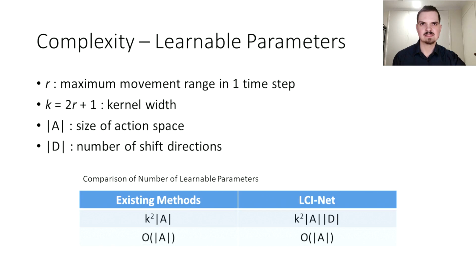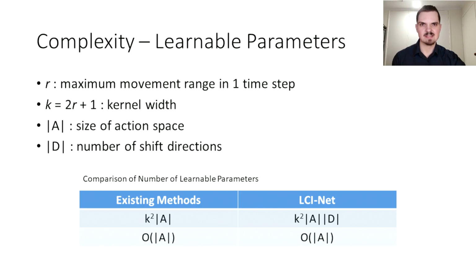Let R be the maximum range within which the agent can move in one time step, or equivalently, the maximum distance within which an environment feature, such as an obstacle, can influence the movement of an agent. This range corresponds to a convolution kernel width of 2r plus 1, which we denote as k. This kernel width applies to both the transition dynamics convolution in prior methods and the FT network in LCI-Net.